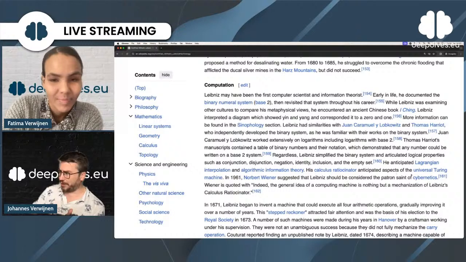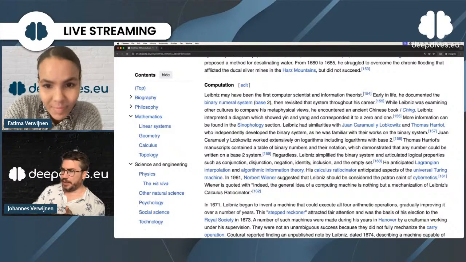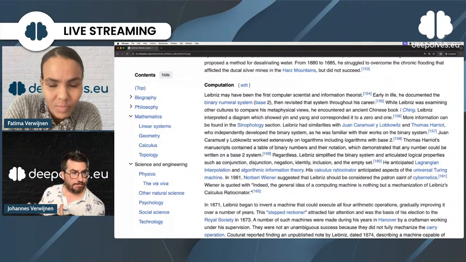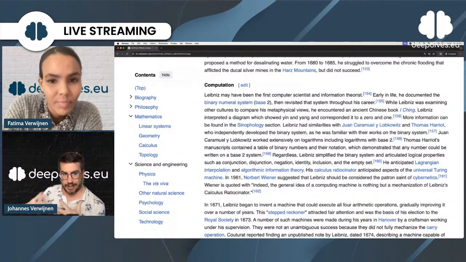But he did so many things. He understood that there could be this kind of logic in how to do computations, which is basically algorithms. So even though he didn't know about computers, algorithmic information theory started back then, even though he didn't have those names for that. Lagrangian interpolation, way before Lagrange.